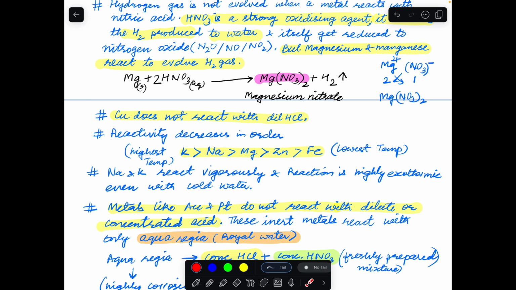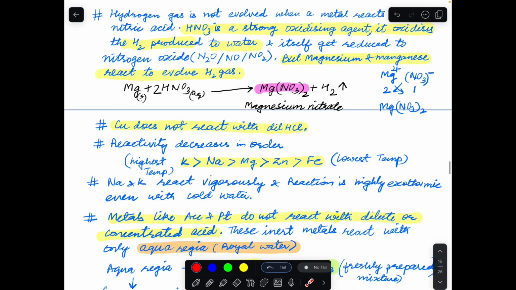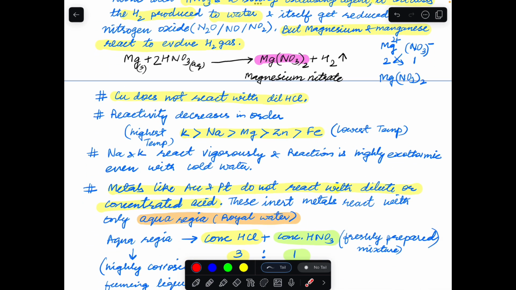Now on the basis of these reactions, how do we relate the reactivity? Potassium is most reactive and the least reactive one is iron. This is reflected from how fast and how many bubbles are formed when hydrogen gas is liberated in each case. But one more parameter will decide the reactivity of a metal, and that is the temperature. When potassium reacts with acid, we get the highest temperature of the medium, while in case of iron we get the lowest temperature. What is the idea of this highest and lowest temperature?